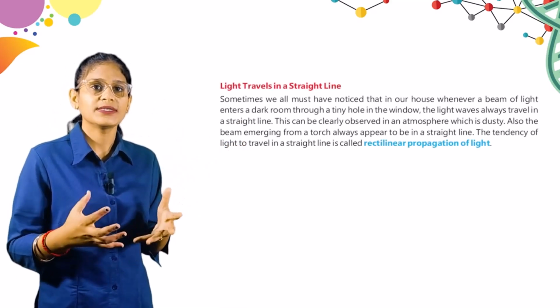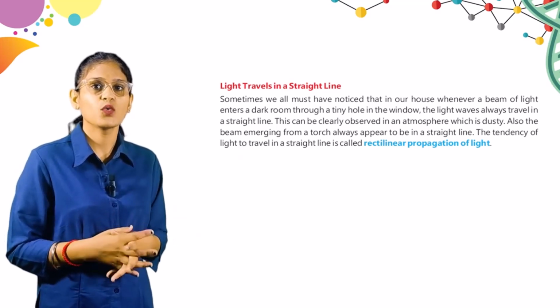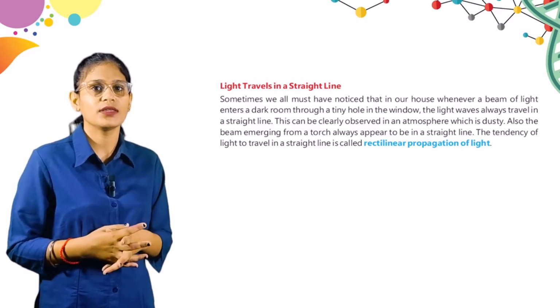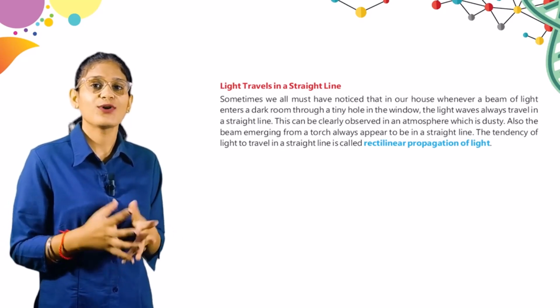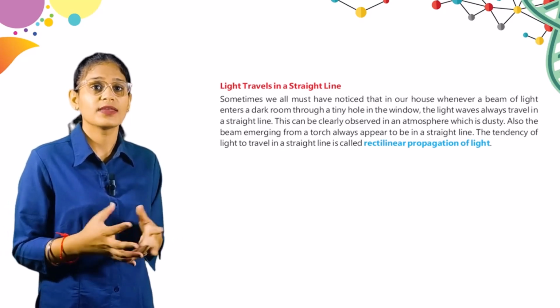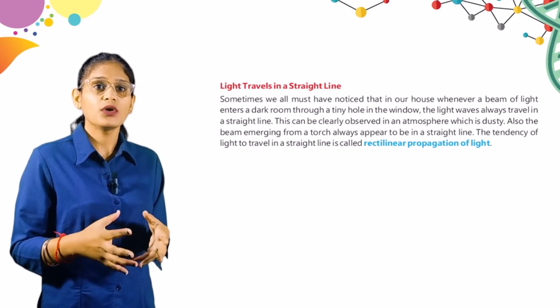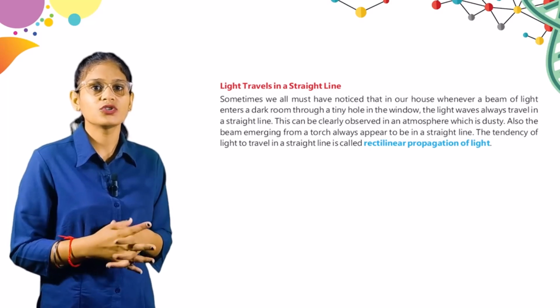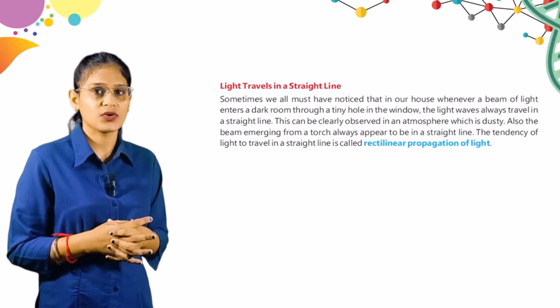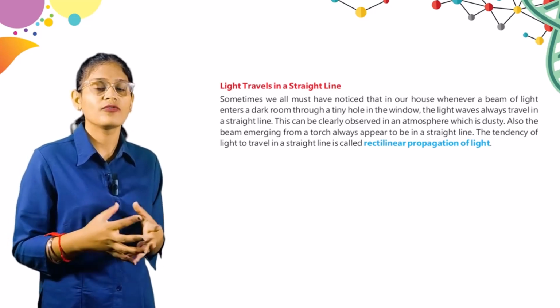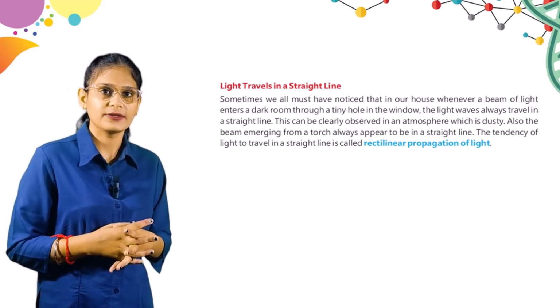Sometimes we all must have noticed that in our house, whenever a beam of light enters a dark room through a tiny hole in the window, the light waves always travel in a straight line. This can be clearly observed in an atmosphere which is dusty. Also, the beam emerging from a torch always appears to be in a straight line. The tendency of light to travel in a straight line is called rectilinear propagation of light.